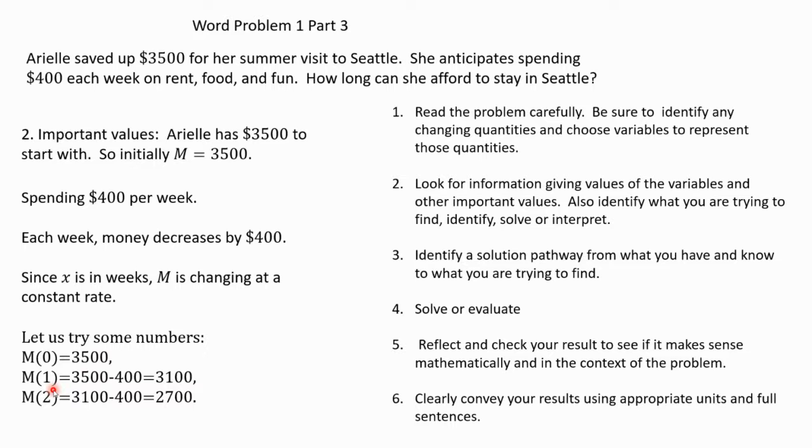When X is 1, what does that mean? A week has gone by and she spent $400, right? So how much does she have left? 3,500 minus 400, which is 3,100. That's 1 week. Now another week has gone by, so we know she spent another 400. So how much does she have now? 3,100, after week 1, minus 400, which is this.